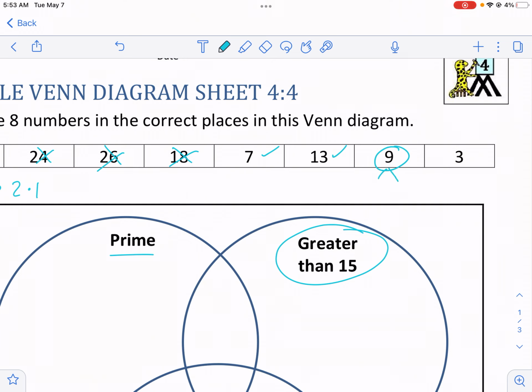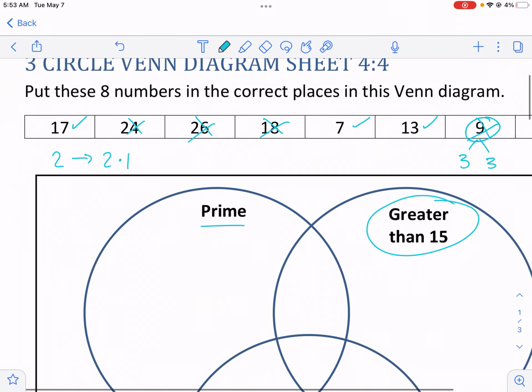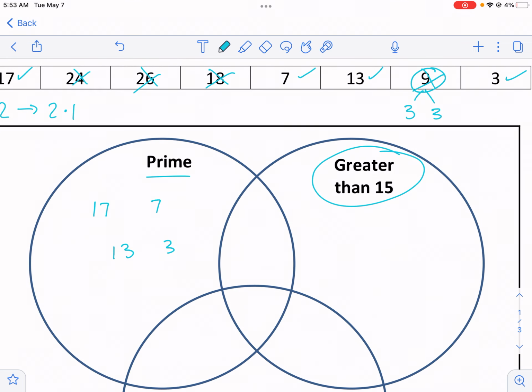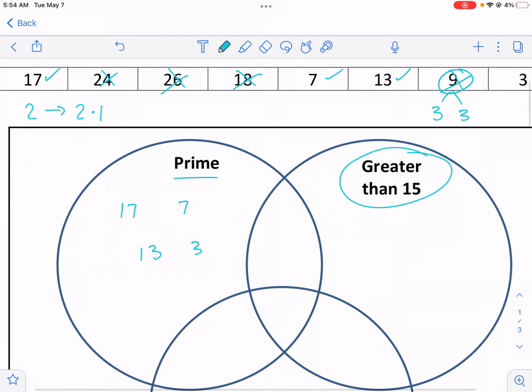This one, we can make a factor tree of 3 times 3. So this one is not prime. And then 3 is also prime. Okay, so we have our 4 prime numbers here. We have 17, 7, 13, and 3. Now, I wrote them down here, but I may need to move them later. So just know that I wouldn't be copying this down and then just putting them here, because they might have an intersection with one of these other numbers.